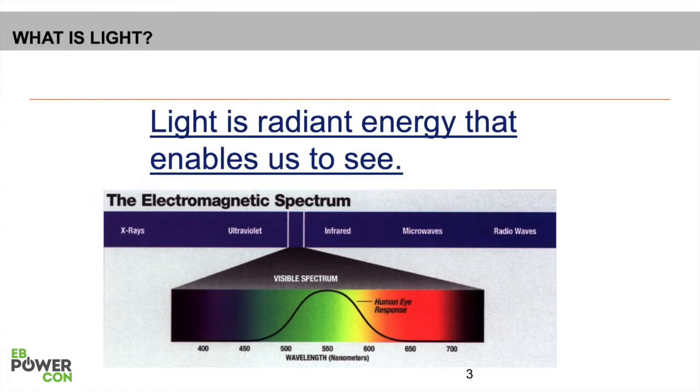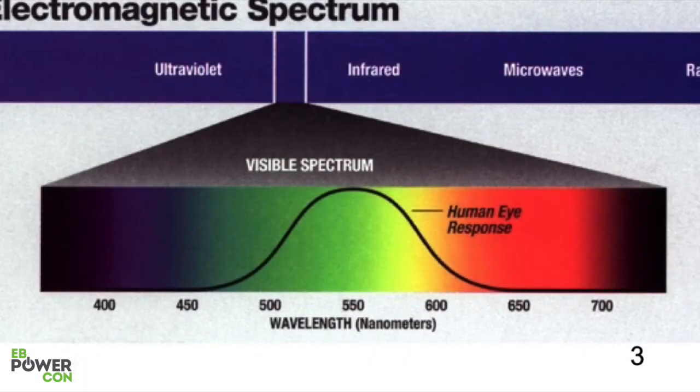In general terms, light is radiant energy that enables us to see. Because there are many types of radiation, as you know: X-rays, ultraviolet, microwaves. We don't see any of those things. Right here in the middle is where the human eye can see, between around 500 and 600 nanometers. So that is where we see light.